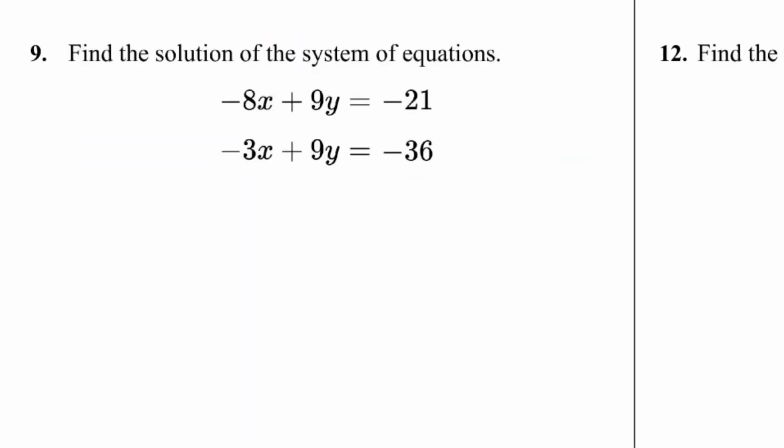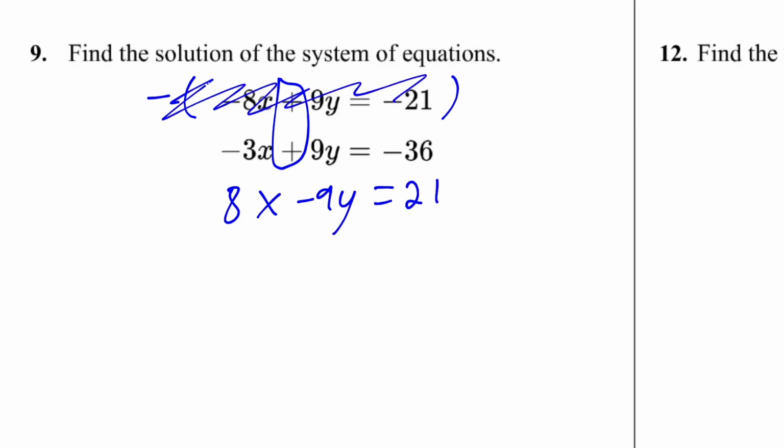Number 9, the y's are the same, but one is plus and the other is plus. So I want to change that. So I'll take a negative on the top one. And now I have 8x minus 9y is equal to positive 21. So let's cancel that out.